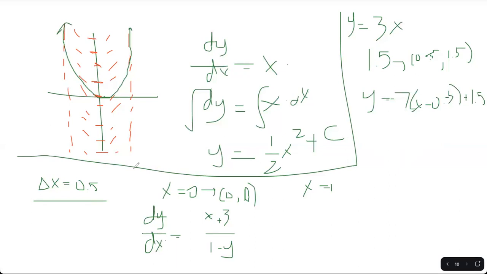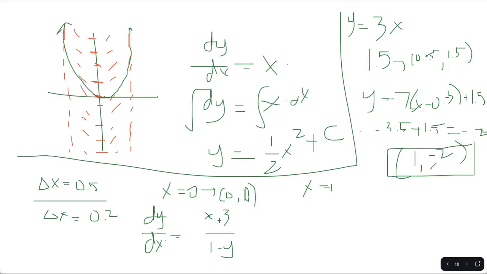So like I said, this is a short example. Usually you want to have more steps in between. So it'll be like delta x equals 0.2 or something like that. And you have multiple steps to make it more exact. But in this case, we plug in 1. We get y equals negative 7 times (1 minus 0.5), which is 0.5. So negative 7 times 0.5 gives you negative 3.5. And then negative 3.5 plus 1.5 gives you negative 2. So it's going to be 1, comma negative 2. And that's it, because we got our point that we wanted. X equals 1, well, 1, comma negative 2. That's a good approximation, or better approximation of the point.